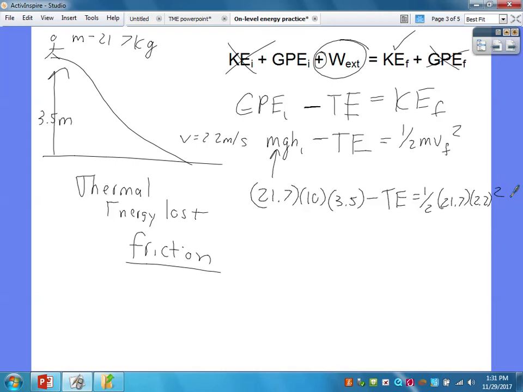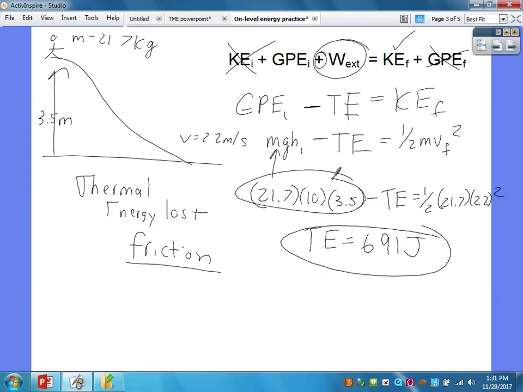If you go through the whole problem, you will find out that you will have a thermal energy of 691 joules, or something very close to that. All right. All you're doing is solving for TE. So calculate, basically subtract to the other side, and then obviously get rid of the negative sign. Okay. So 691 joules would be the final thermal energy.